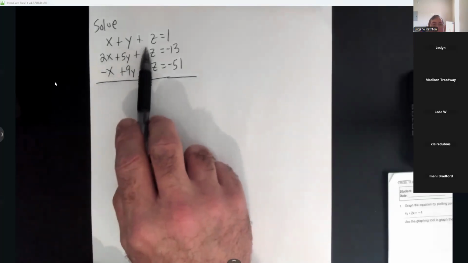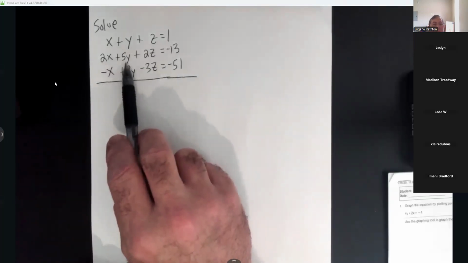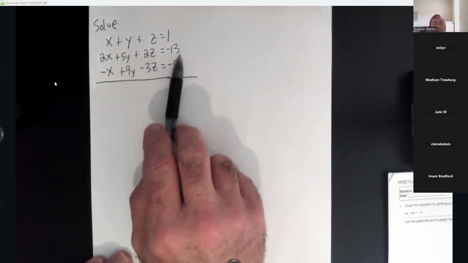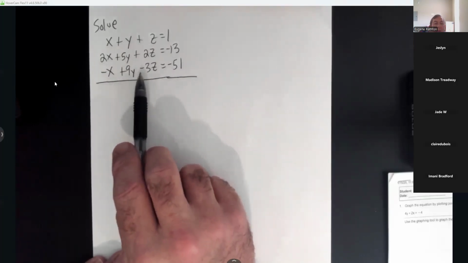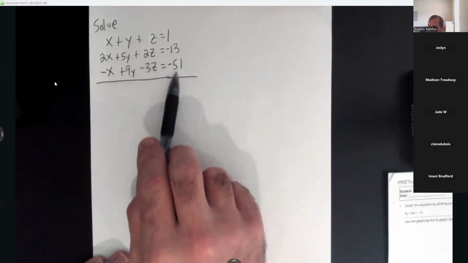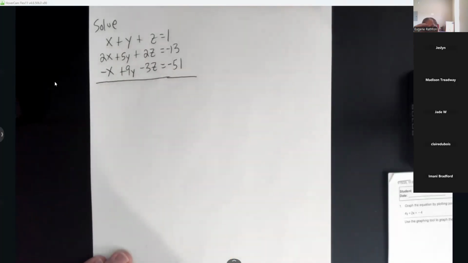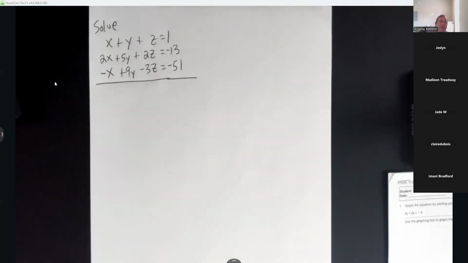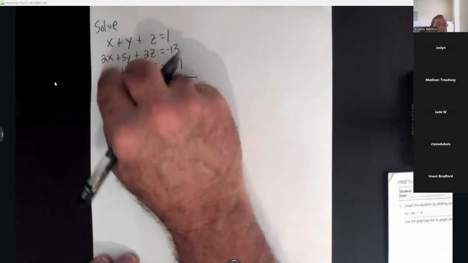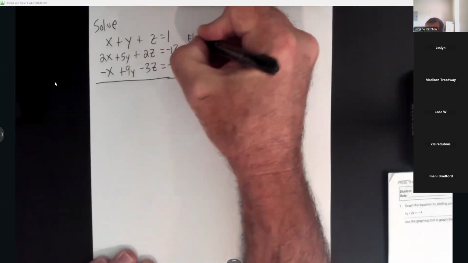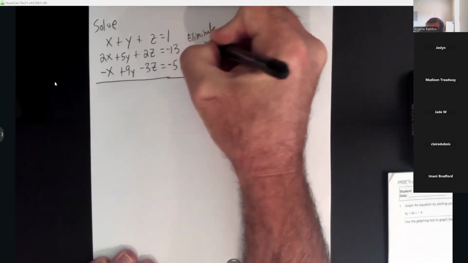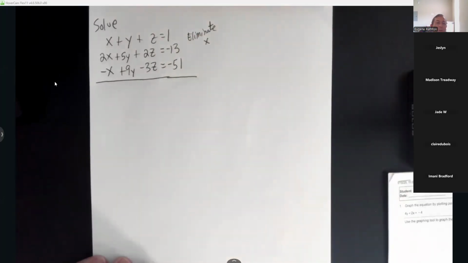All right, x plus y plus z equals 1, 2x plus 5y plus 2z equals negative 13. Negative x plus 9y minus 3z equals negative 51. So the question of the day, what variable do y'all want me to eliminate? Ooh, and one of them looks fairly easy, don't it? That's what I was going to say, Jesselyn. Looks like the x's are the easiest. So I'm going to eliminate x. So x will be my first one to eliminate.